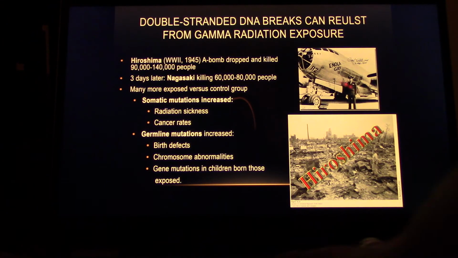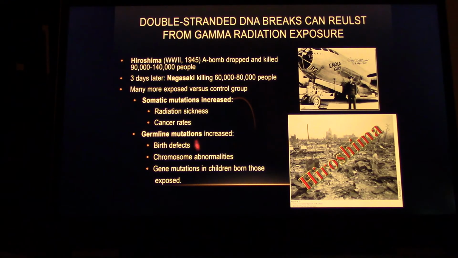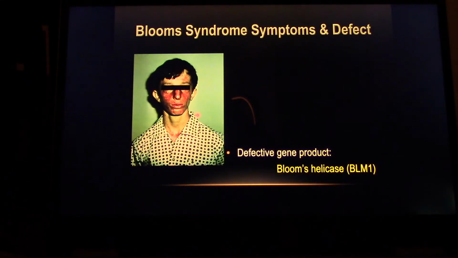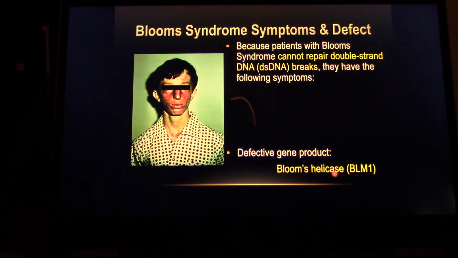So this type of damage that they're talking about over here at the germline and the somatic mutations, a lot of them are double-stranded breaks, especially when you're talking radiation sickness. That means you got such a high exposure that your repair systems just could not keep up with the damage. But this young man, just being alive can kill him because he can't repair double-stranded breaks at all because of a defect in the Bloom's helicase gene that makes his protein defective.